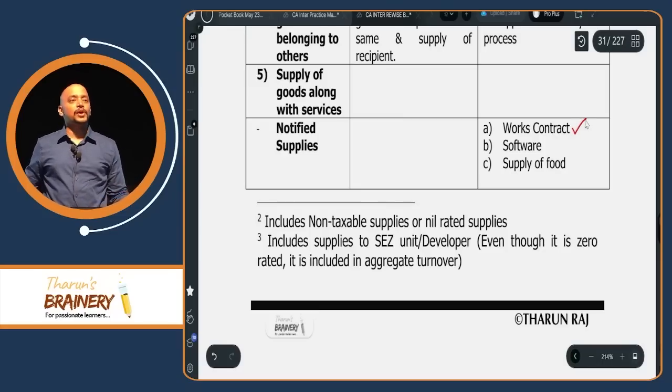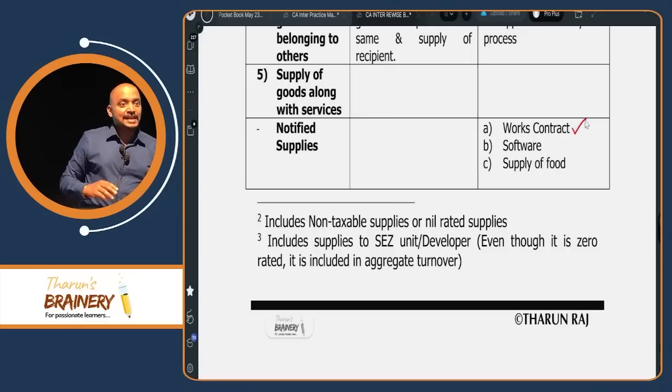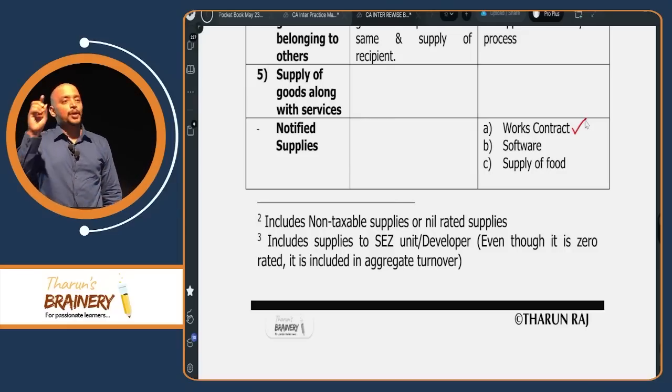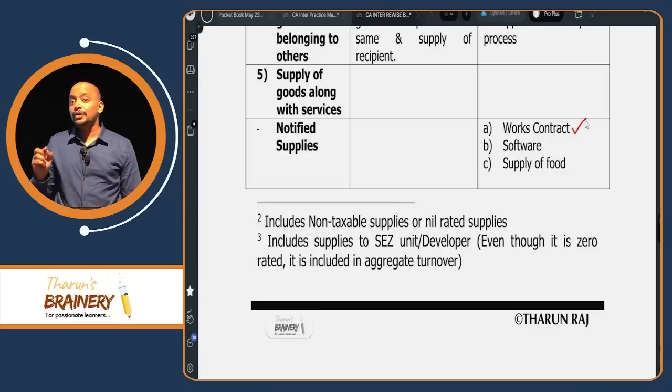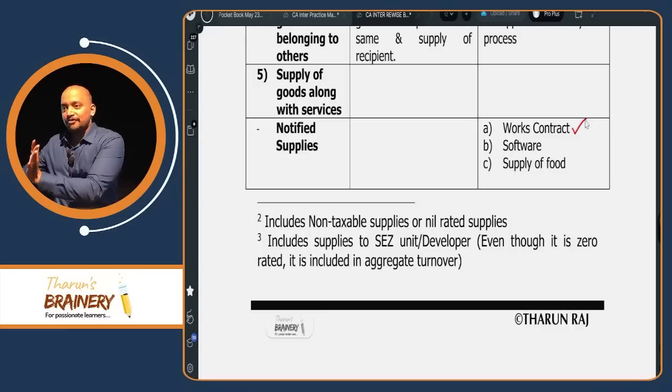Works contract means what pa? A contract involving both goods and services in relation to an immovable property. That is important. In relation to an immovable property against a single consideration, then it is known as works contract. Simple. So I am one builder. You are asking me to do construction of one property.